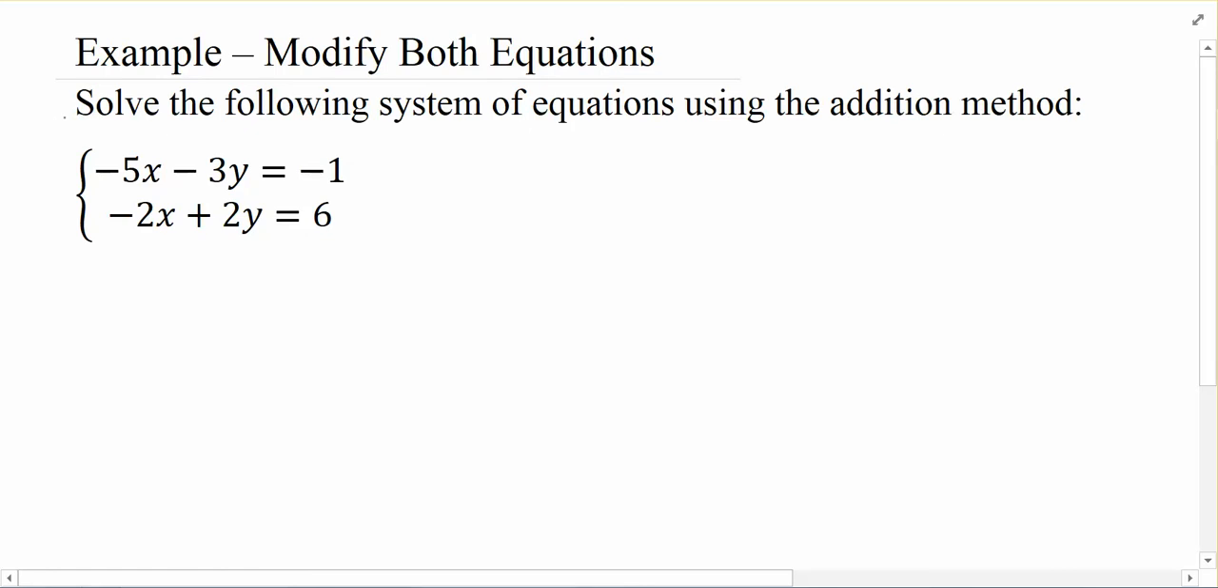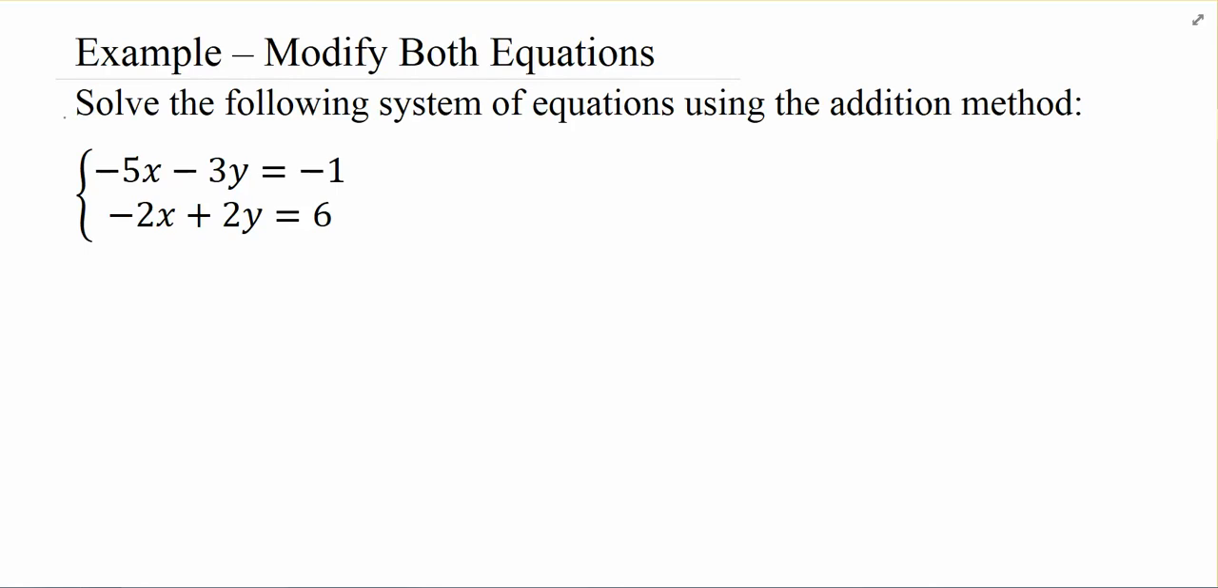So for our third example here, we're going to look at a system where I can't simply multiply by one of the equations, not in a neat, nice, easy way anyhow. If I wanted the x's to match up, I'd have to multiply the second one by 2.5. I could do that, but that gets kind of weird. If I wanted the y's to match up, I'd have to multiply by 1.5.